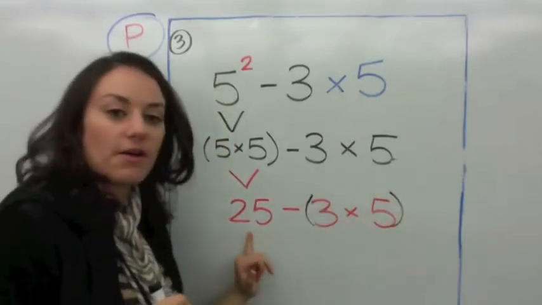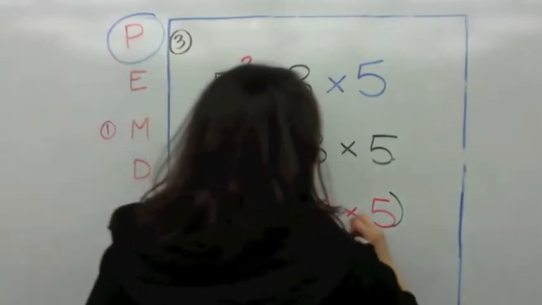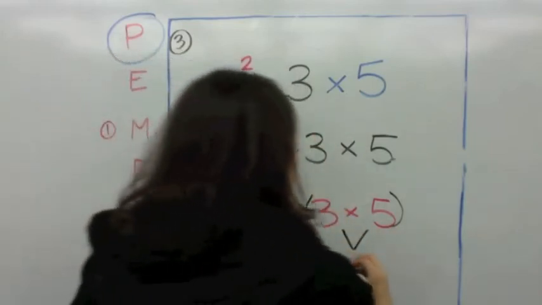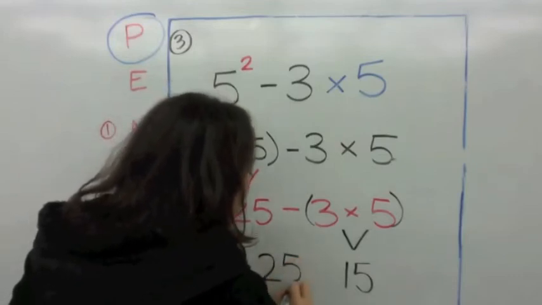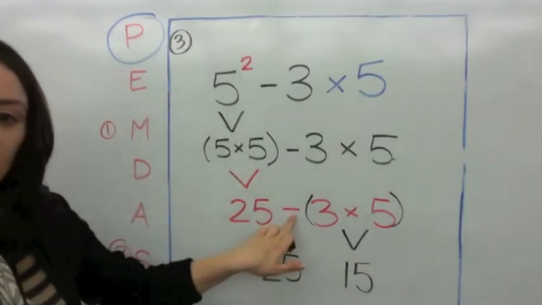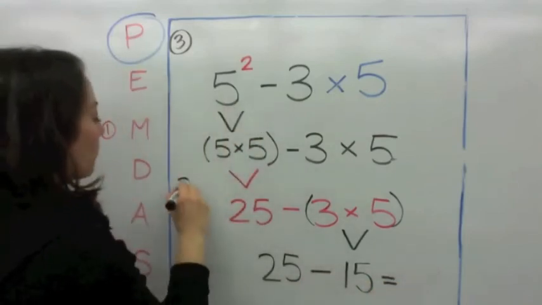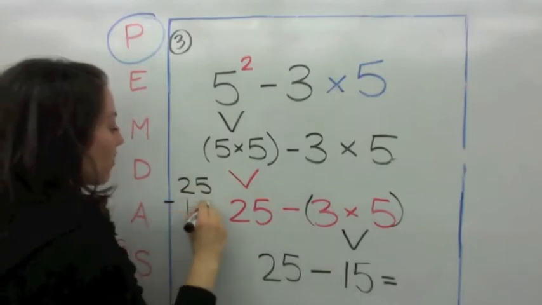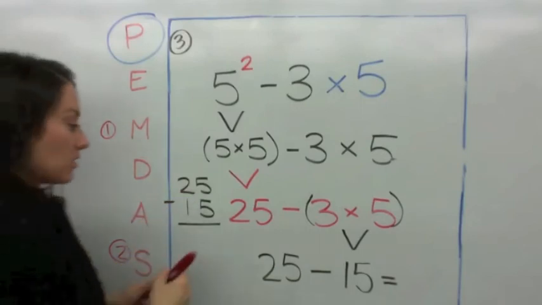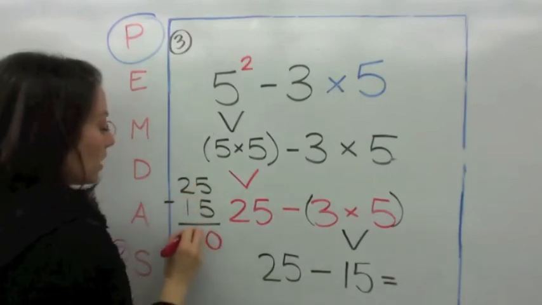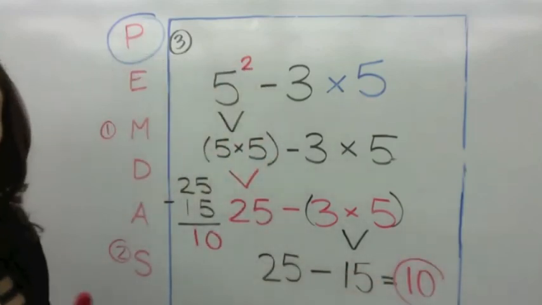Because this is talking about 25, take away 3 times 5. What is 3 times 5, my friends? 3 times 5 is 5, 10, 15. But we still have the 25, and what is the sign between them? It's subtraction, right? Very nice. So then we have 25 take away 15. What is 25 take away 15? 5 minus 5 is 0, and 2 minus 1 is 1. So the answer is 10. Very good.